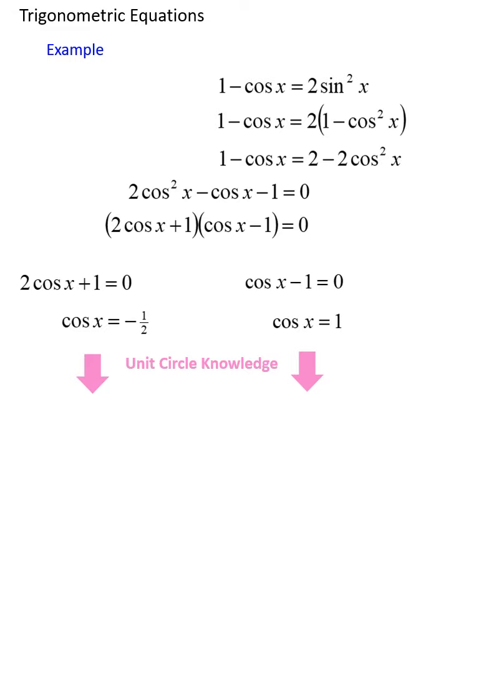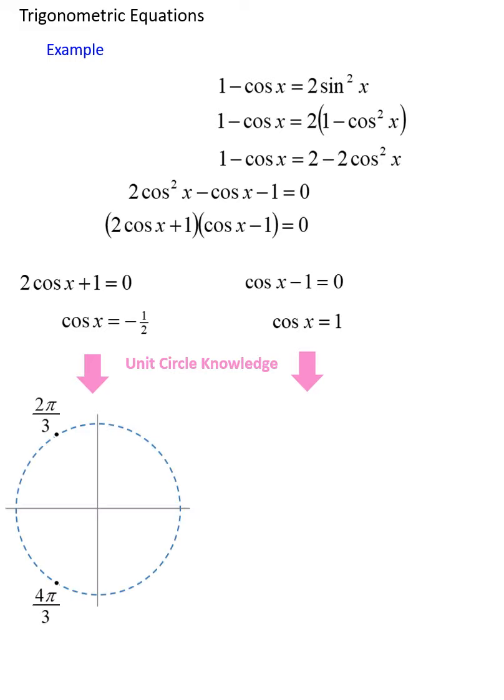For the first equation, the cosine is -1/2. That means that we're trying to think of unit circle points whose x-coordinate is -1/2. There are 2 points on the unit circle whose x-coordinate is -1/2, and there they are. Your unit circle knowledge should remind you that those points are 2π/3 and 4π/3. So I've now solved the equation on the left.